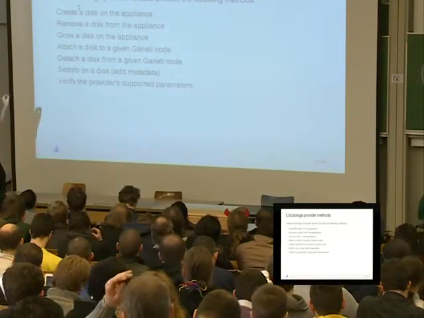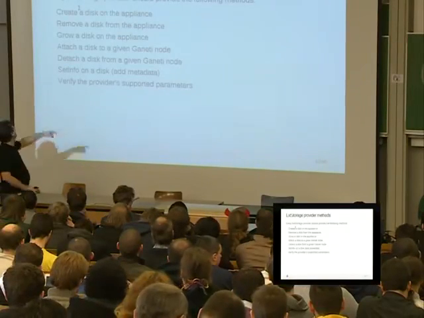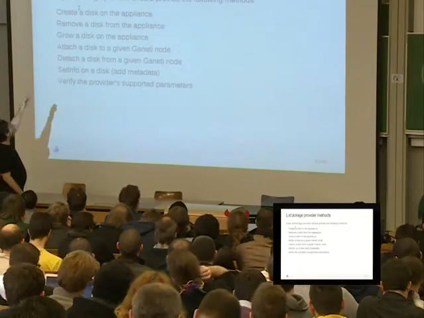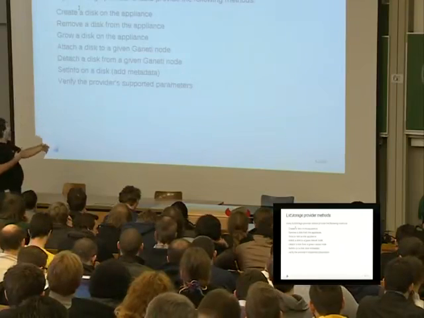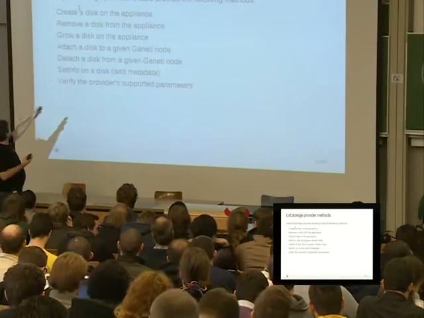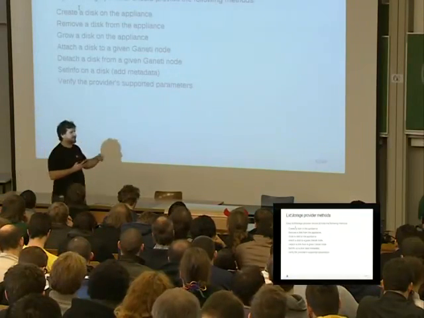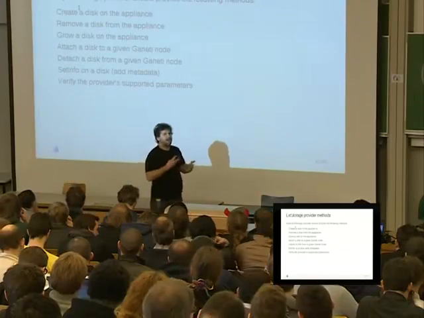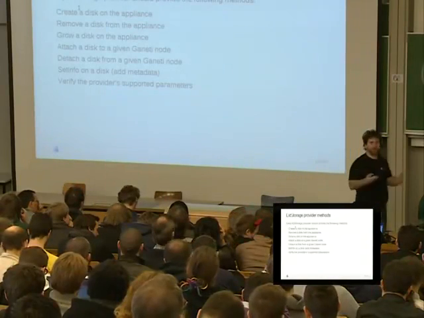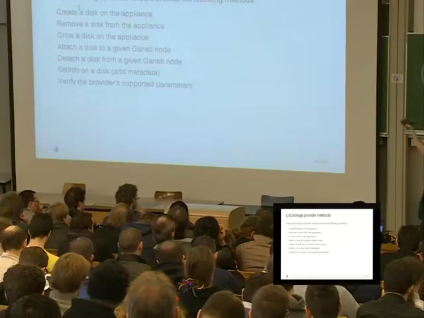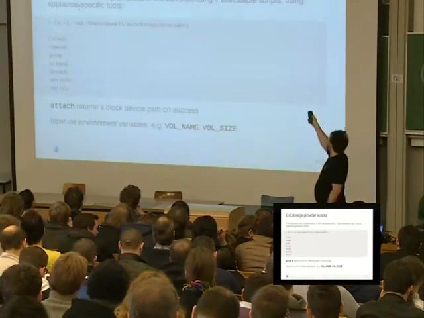Every provider provides methods that basically talk to your backend storage and do things on it. So there must be a way to create a disk on the backend appliance, remove, grow a disk, attach a disk to a node, detach it, add any metadata, and verify the provider's supported parameters, in case you have an extra parameter that says something else. For example, which actual backend to use among a set of five that use the same hardware and so the same provider, right?